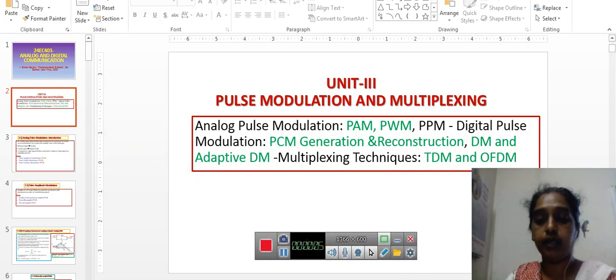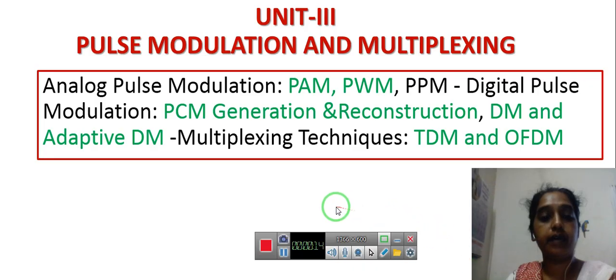We are going to see about Unit 3, pulse modulation and multiplexing. We have the analog pulse modulation: PAM, PWM, PPM; digital pulse modulation: PCM generation and reconstruction, delta modulation and adaptive delta modulation; and multiplexing techniques: time division multiplexing and orthogonal frequency division multiplexing.